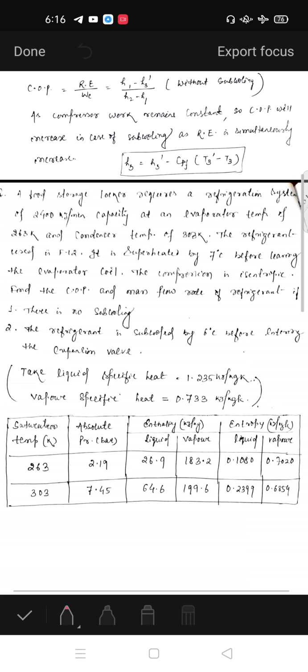A table is also given. There is a saturation temperature column, an absolute pressure column, and an enthalpy column, with liquid enthalpy and vapor enthalpy. There is also an entropy column, with liquid entropy and vapor entropy corresponding to different temperature limits. So let's see how we will solve the problem.